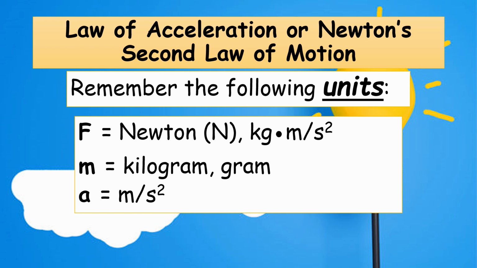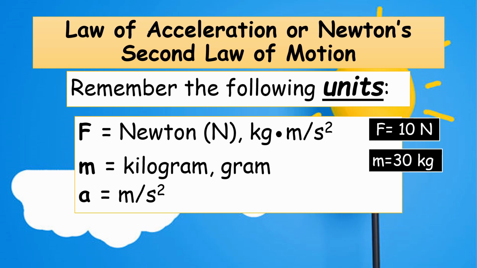So halimbawa, pag nakakita kayo ng 10 newtons, 20 newtons, 15 newtons, ibig sabihin, yun ay force. Kapag naman kayo ay nakakita ng 30 kilograms, 30 grams, 40 grams, ibig sabihin, yun ay mass. Kapag naman kayo ay nakakita ng 40 meters per second squared, 25 meters per second squared, 15 meters per second squared, ibig sabihin, yun ay acceleration.